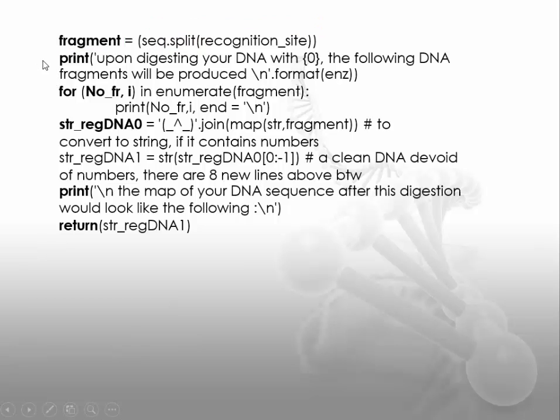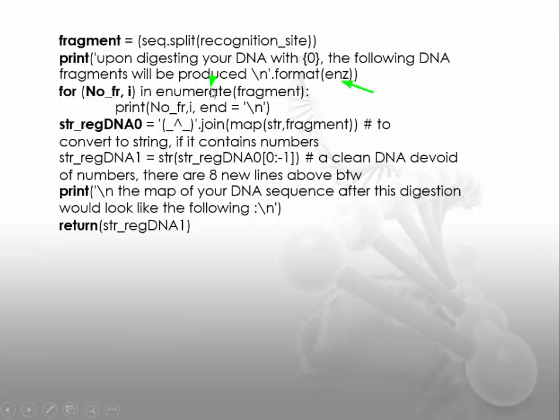Then we print out something. We print out the fragment actually, but we need to show that the enzyme that we digested with and tell the user that we have the fragment. So we write down for number of fragments, and the i is to be iterated in enumerate fragment. So we tell the fragment.